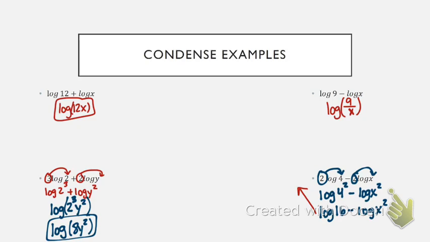And then I have two logs being subtracted. So when I condense, since the two logs are being subtracted, I am going to divide the inputs. So it's log 16 minus log x squared. So when I condense those to one log, we divide the inputs. In the third example, right here, we had two inputs being added together. So when we condensed, we multiplied. So add, multiply, subtract, divide.